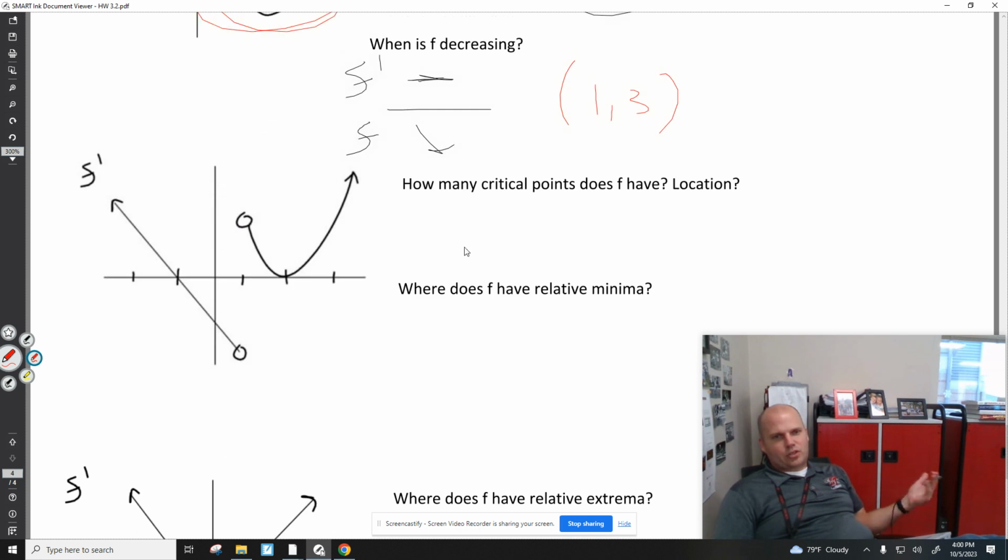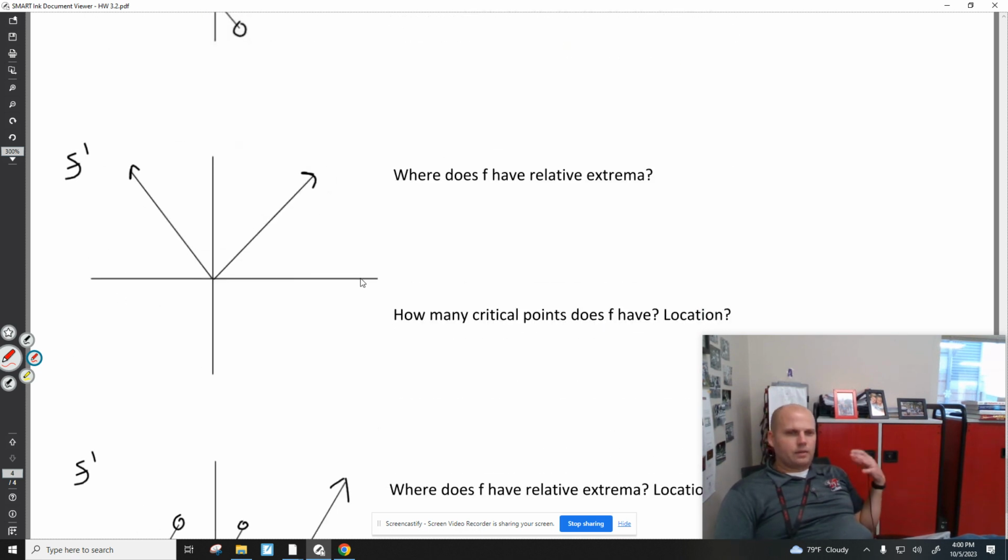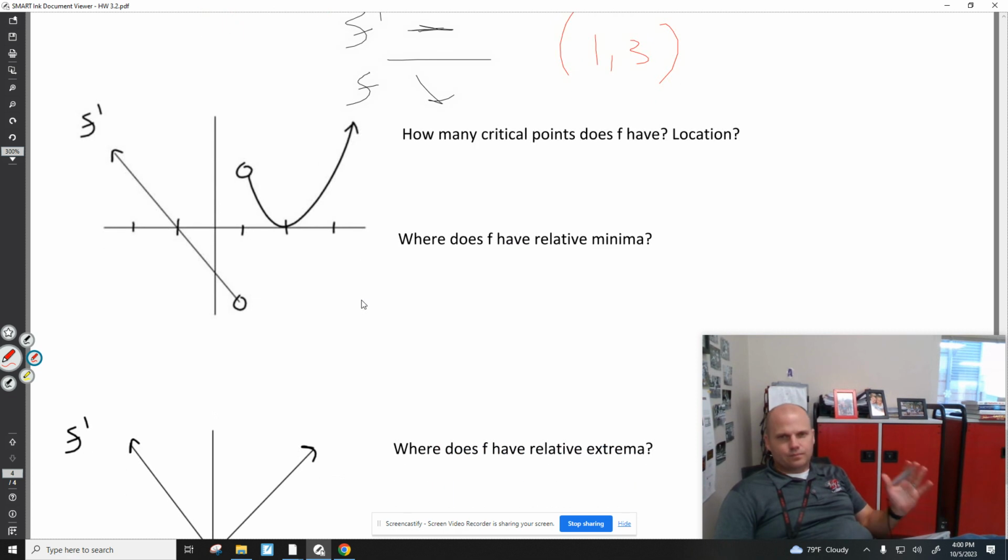The last 3 are a little trickier because I'm throwing some undefineds in here and a sharp point. Don't freak out, just do what we would normally do. Now, the critical points: this is good. When our derivative is 0 or undefined. Here is a 0. Here is a 0. This is an undefined at 1. I would consider that a critical point.